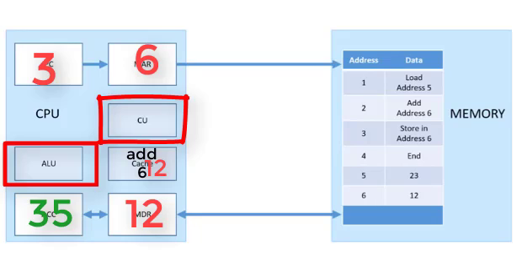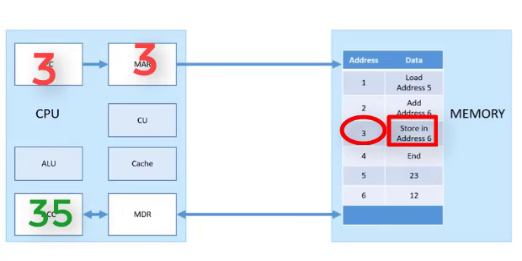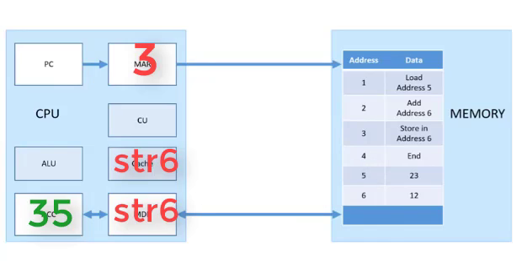The program counter has the value 3, so that gets passed into the memory address register and then goes out to the memory to find the instruction in address 3. Store 6 gets passed down into the memory data register, so we keep a copy in the cache and increment our program counter to 4.